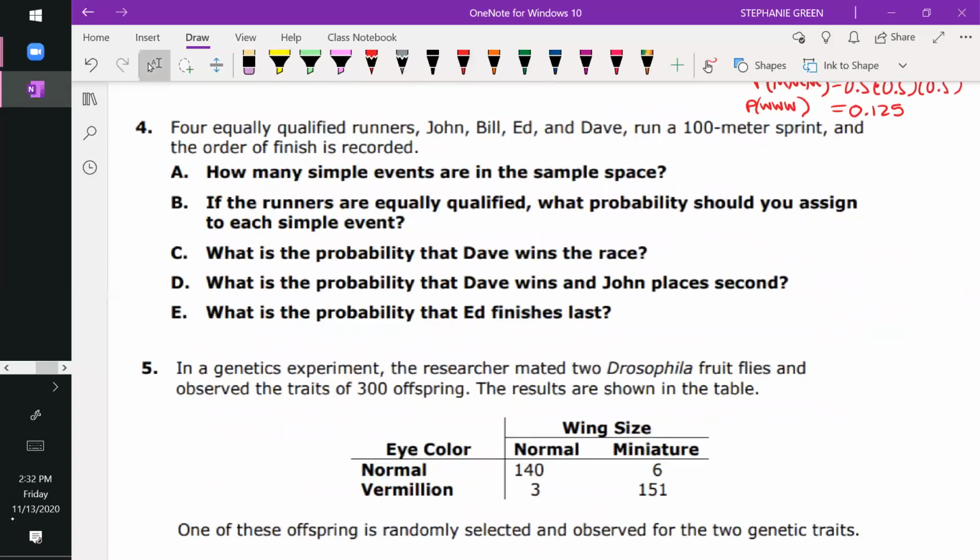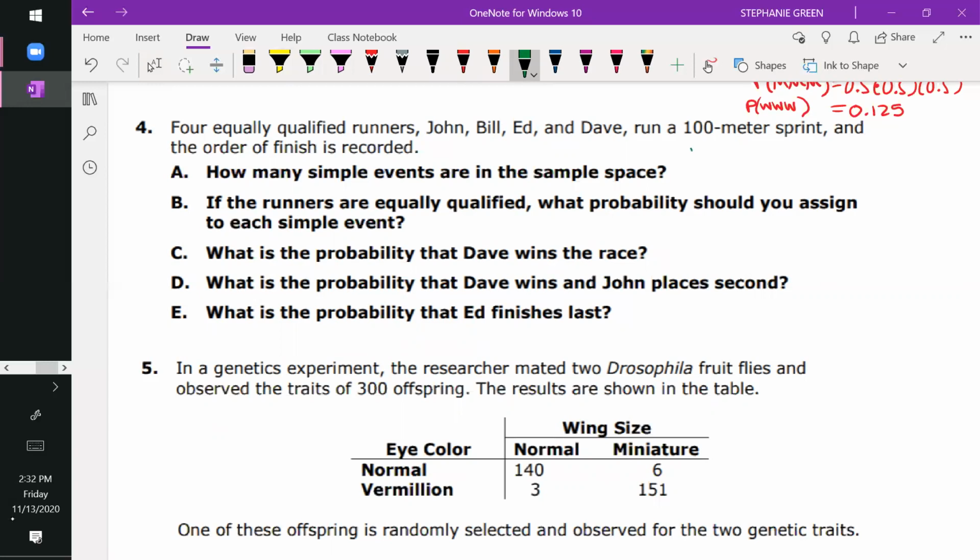Next question. Four equally qualified runners, John, Bill, Ed, and Dave, run a 100-meter sprint, and the order of finish is recorded. A, how many simple events are in the sample? So all we're recording here is the order that they come in at. So we have 4 people put into 4 different places. So I could write all these out here.